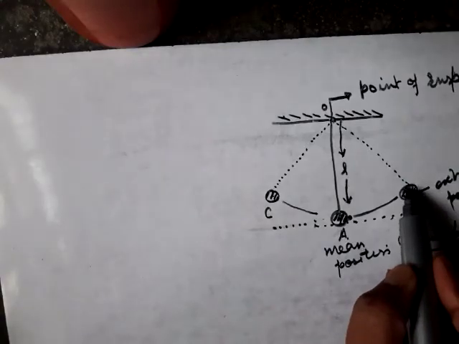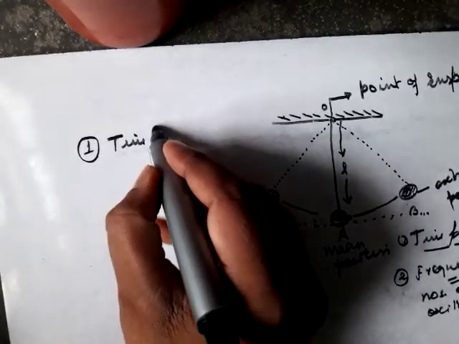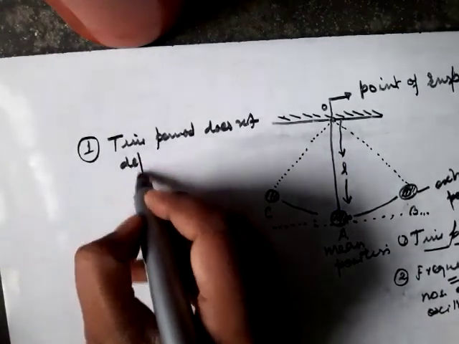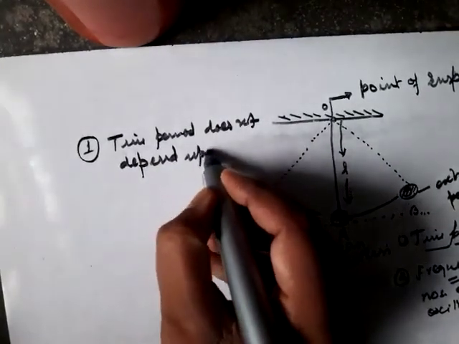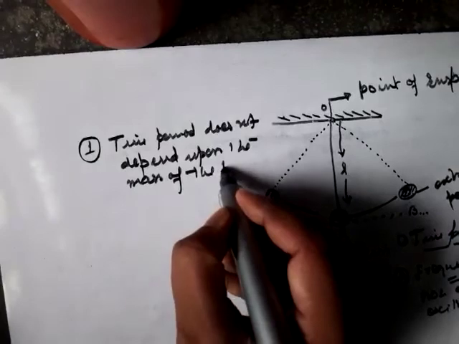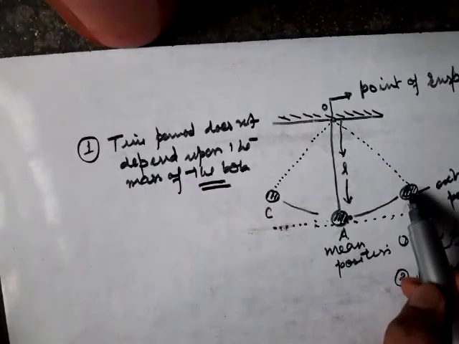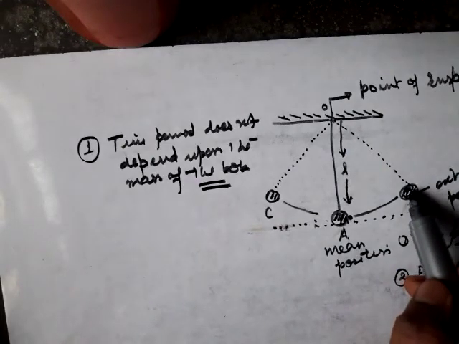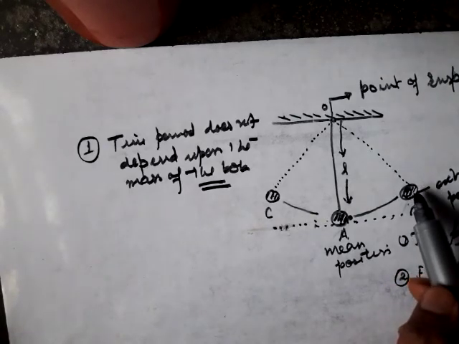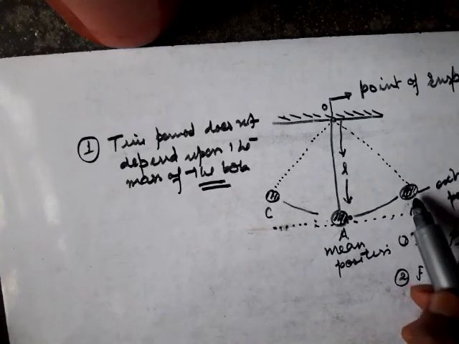That is the mass of the bob. The time period does not depend upon the mass of the bob. This is the first condition. It is 4 kg or 2 kg, it doesn't matter. It will not affect any condition or criteria of the simple pendulum. So it is ineffective, meaning the time period does not depend on this factor, the mass of the bob, whether it is 2 kg or 5 kg.